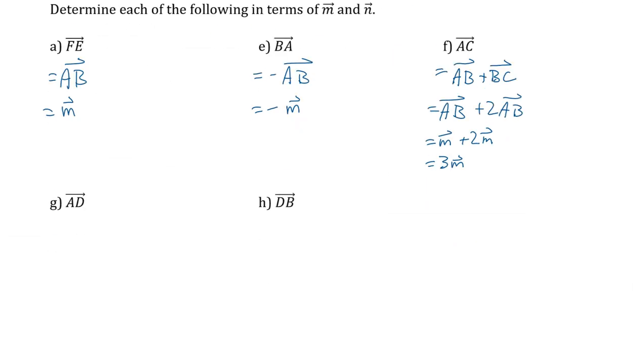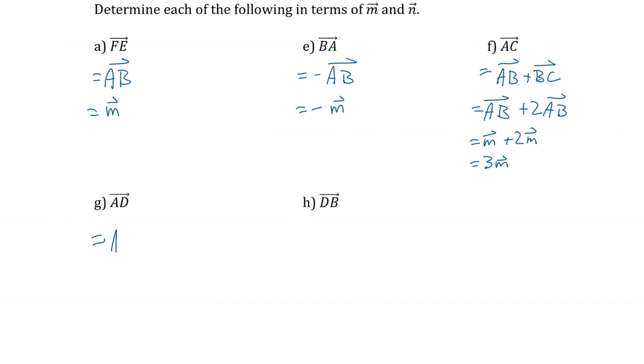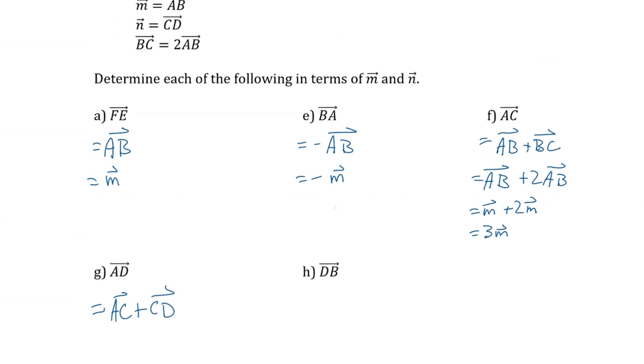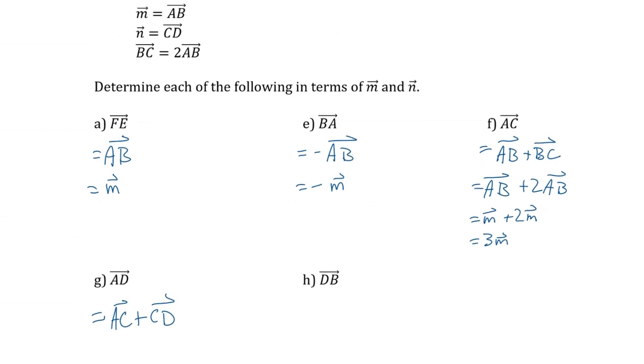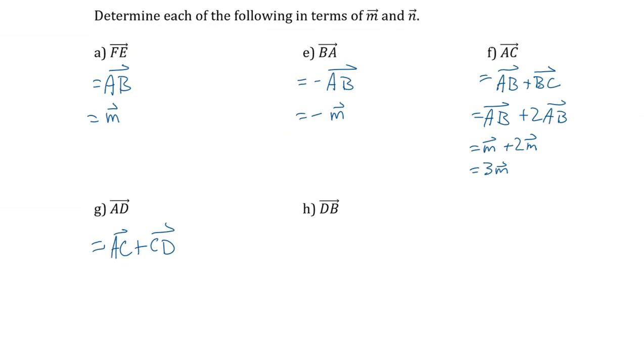So I'm going to write this out as AC plus CD. Well, AC I've already figured out is 3M. And CD is N. That was given by definition. So because I've already calculated AC, these are misnumbered. So that should be ABC. But because I already calculated AC there, I can use that answer. I don't have to redo all of that, okay? So plus CD, which is N, and I'm done. I can't simplify that any further.